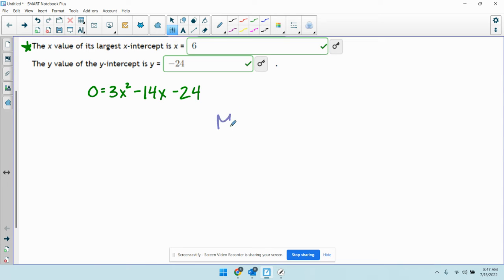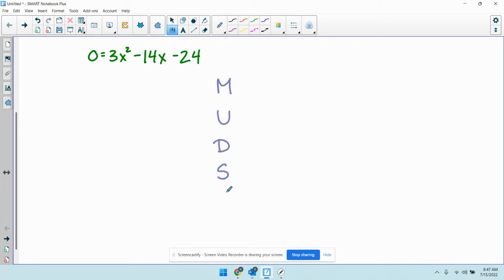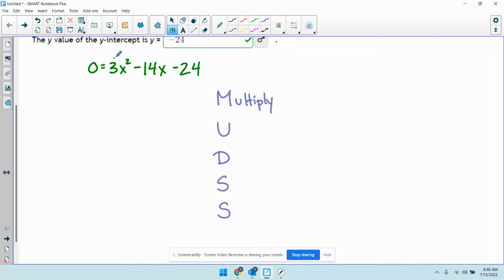So the MUDSS method looks like this. So I have MUD, and there's two S's in MUDSS. So the M in MUDSS stands for multiply. This is used for factoring quadratics that have an A value greater than 1 or other than 1. So what I do is I'm going to multiply the first term by the last term. So this is going to go away. So I'm left with x squared minus 14x minus 24 times 3. That's going to be 72.